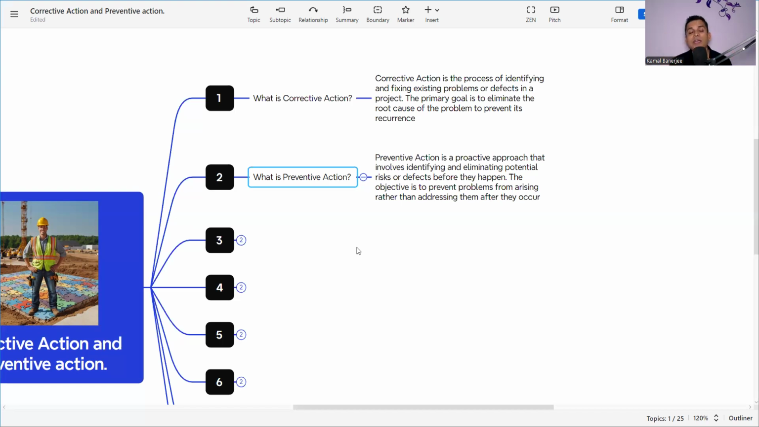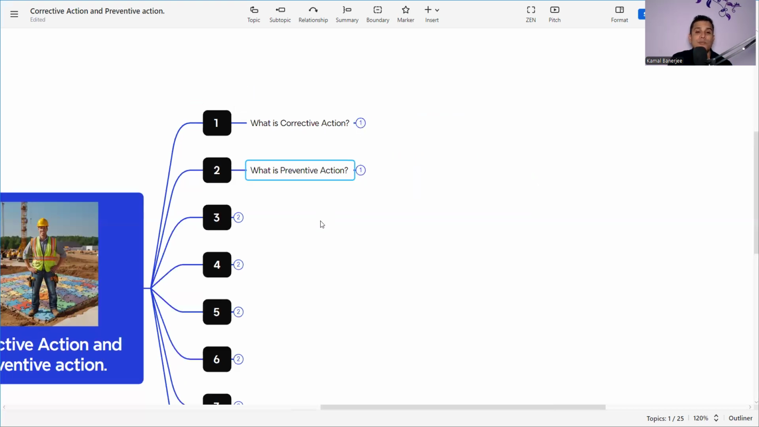And what is corrective? After the problem happens or arises, we are taking the action. So one is reactive in nature, another is proactive in nature. So which one is proactive? Preventive action, because before the problem arises, we are taking the action. And corrective action is reactive in nature, because after the problem comes out, we are taking the decision or the action. So these are the corrective action and the preventive action.